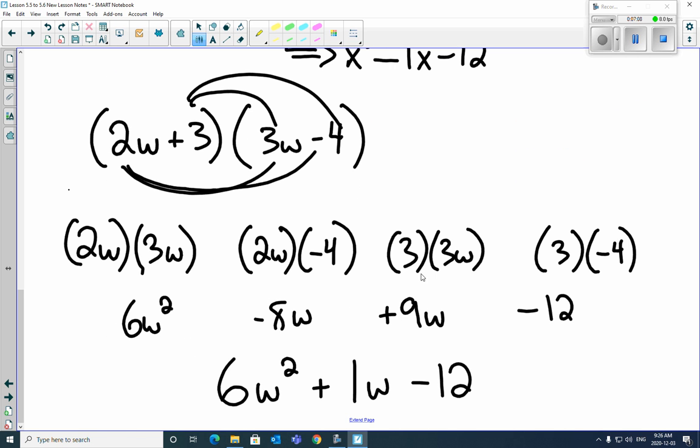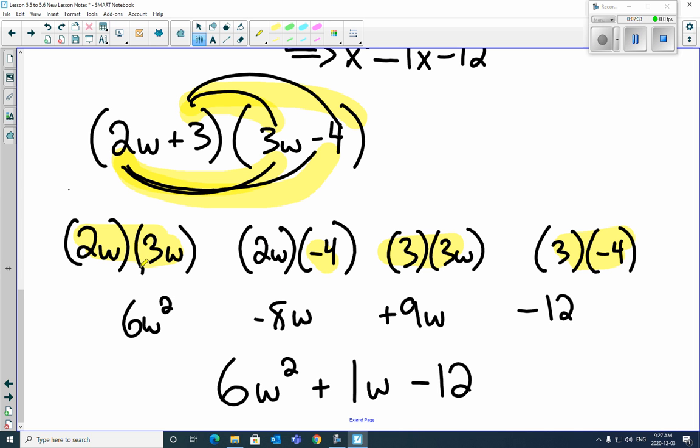Okay, another example here. First, outside, inside, last. First, 2w times 3w. Right there, you can see it. Outside, 2w times negative 4. Right there. Inside, 3 times 3w. Right there. And last, 3 times negative 4. Right there. This is how you would normally do it. You can see it's all broken down.